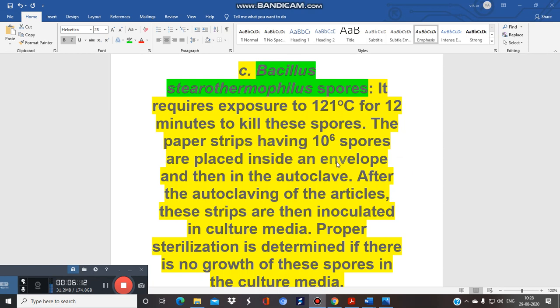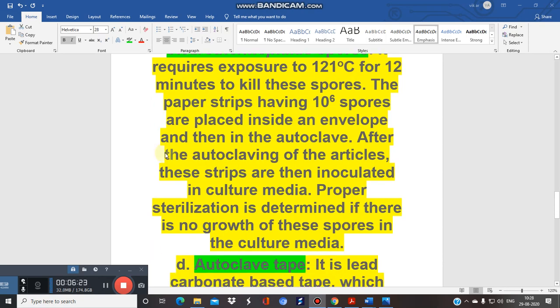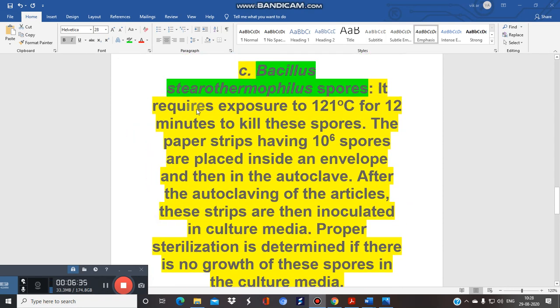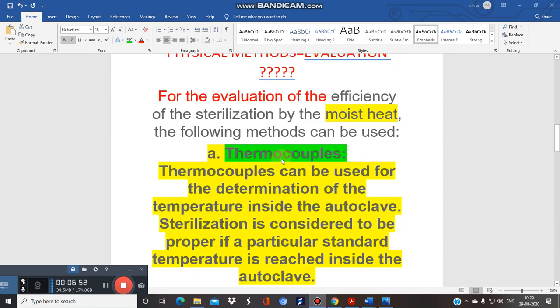We will put this envelope into the autoclave where we have to sterilize our articles, and then after the particular procedure, that is 121 degrees Celsius for at least 12 minutes, we will take out these paper strips and inoculate them in a particular media. And if we find no growth of these spores, then it means our sterilization is efficacious enough to kill that particular bacteria, meaning sterilization is an efficient process. So this is our aim: to determine the efficiency of moist heat sterilization by this method, that is the Bacillus stearothermophilus spores. I hope this is clear now, very simple.